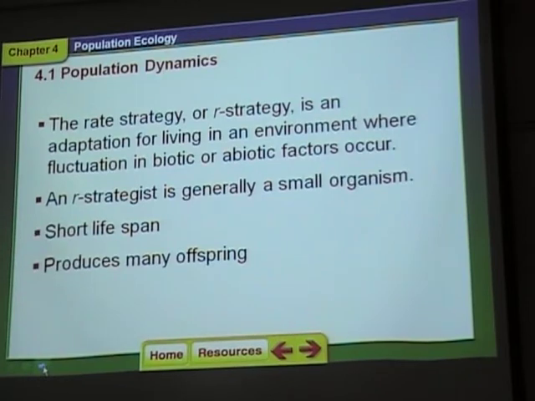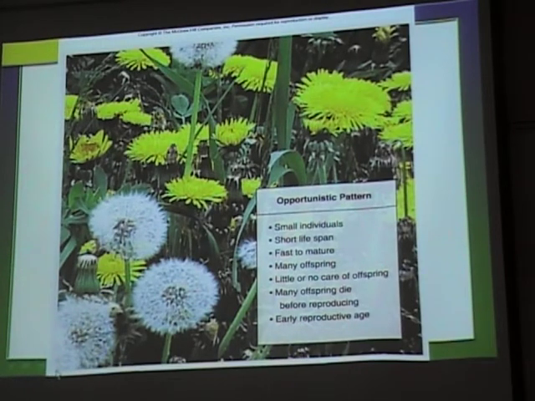If I'm small, then I don't have to eat much. That's helpful. I can produce a lot of offspring. Can you think of organisms like this? Crickets. Crickets, very good, yeah. Mice. Mice, rabbits, roaches, insects, all kinds of insects. They're all R strategists. Bacteria, dandelions.